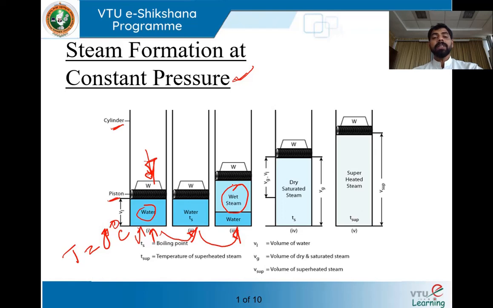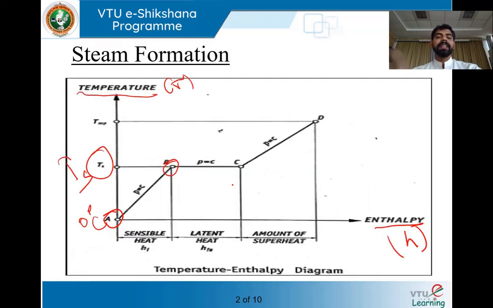That will happen at constant temperature TS only. See here, we move from point B to point C. Point B is the starting of the vaporization of water, and point C is the ending of the vaporization process. Here it starts boiling and the vapors will be formed. As we move from this point to this point, the amount of water particles keeps on diminishing and the amount of vapor particles keeps on increasing.